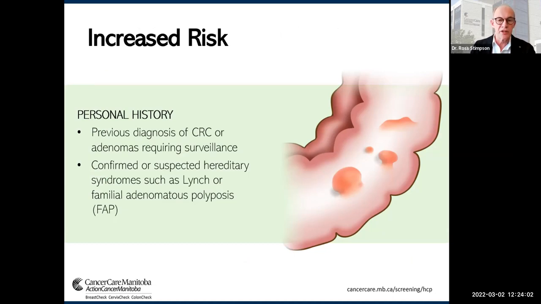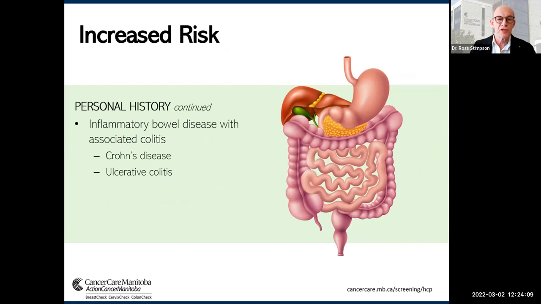So in terms of personal history, again, previous diagnosis of CRC or adenomas requiring surveillance, confirmed or suspected hereditary syndromes such as Lynch or familial polyposis. Personal history of inflammatory bowel disease with associated colitis as occurs in Crohn's or ulcerative colitis.